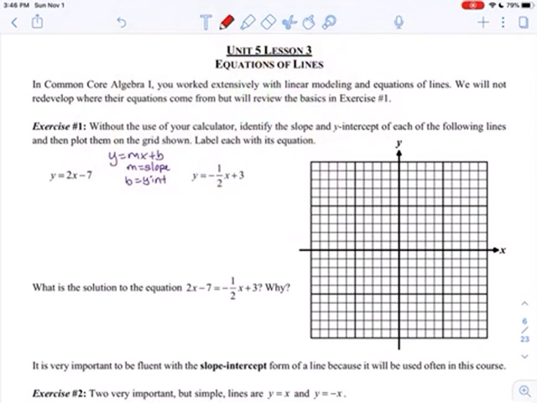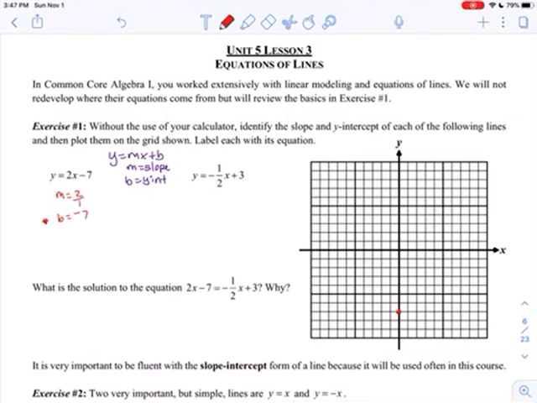So I have y equals 2x minus 7. My slope is 2, it's the number next to the x. My y-intercept is negative 7. So my y-intercept is my starting point. On the y-axis, you're going to go to negative 7, and that's going to be your first point. So I'm down here at negative 7, and then my slope is 2.